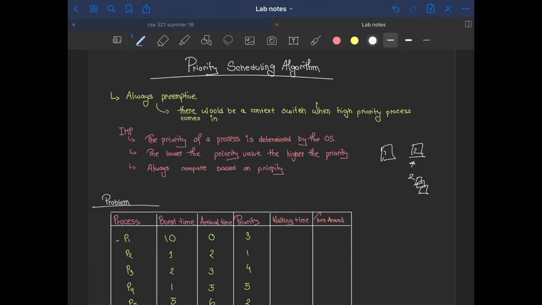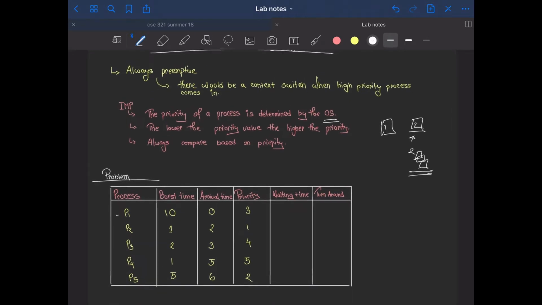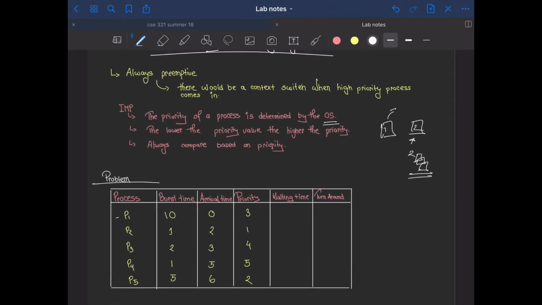Your OS would decide that this process now has a higher priority. That's why I said that the priority of the process is determined by the OS. So the more you click on a process, the higher the priority gets, right? And how is the value defined? Say this is a process having a priority of 1, and this is a process having a priority of 3. So 1, being the lower value, would have the higher priority, and this would have a lower priority, and we would compare these processes based on this priority value, right?